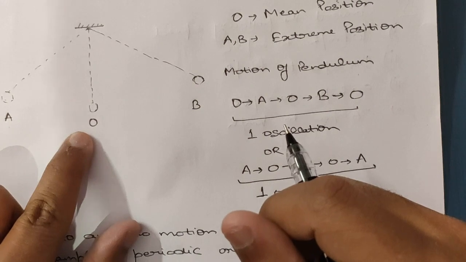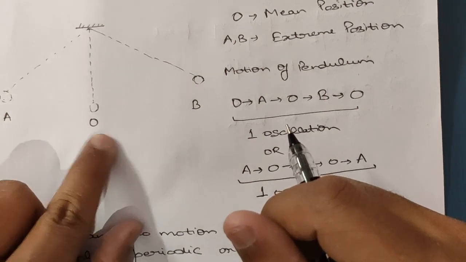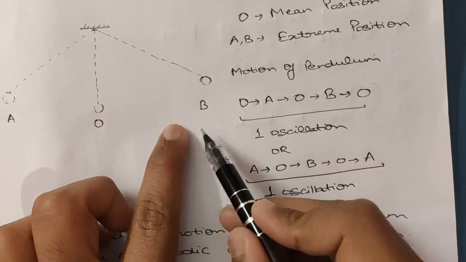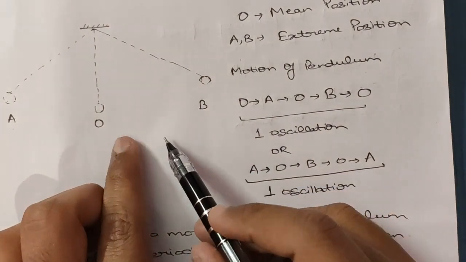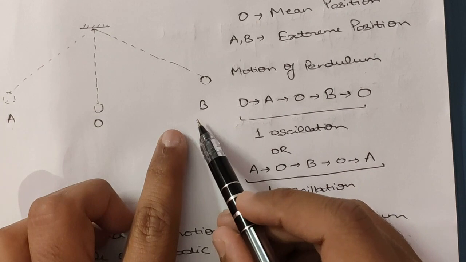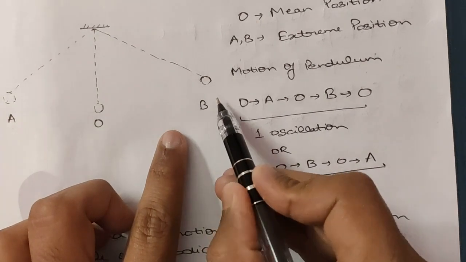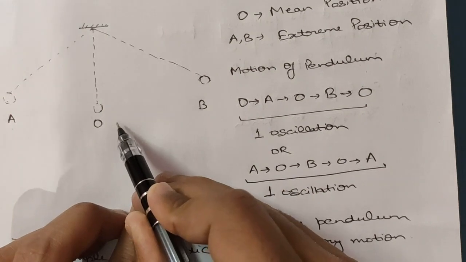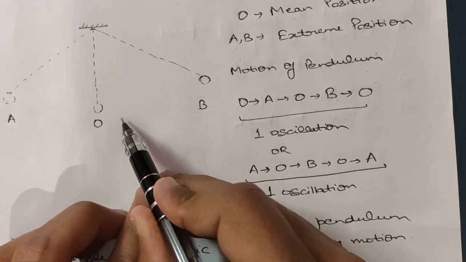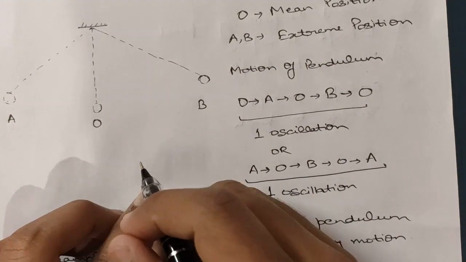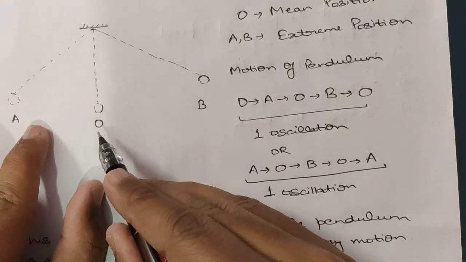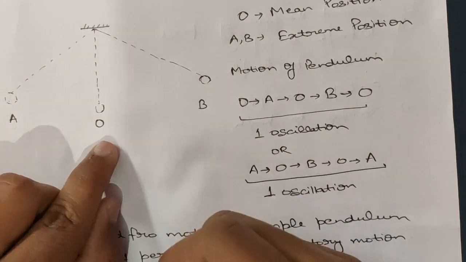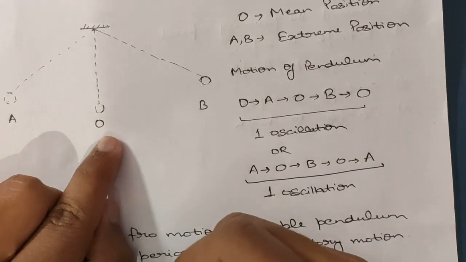Now at O, it will not be at rest, so it will again move towards the right hand side. And here the extreme position is B. So it is coming from O to B. Then again from this extreme position B, it will come back to O. This completes one oscillation of the simple pendulum. Again, look at it: from O to one extreme position A, again O to B, and then back to O.